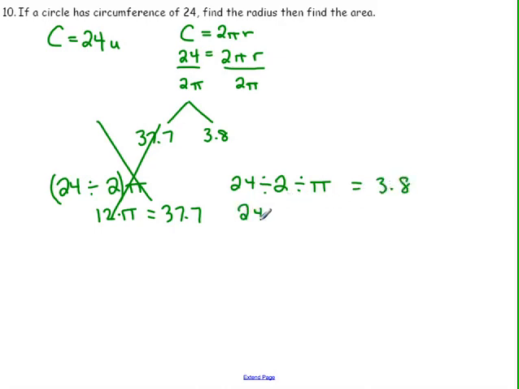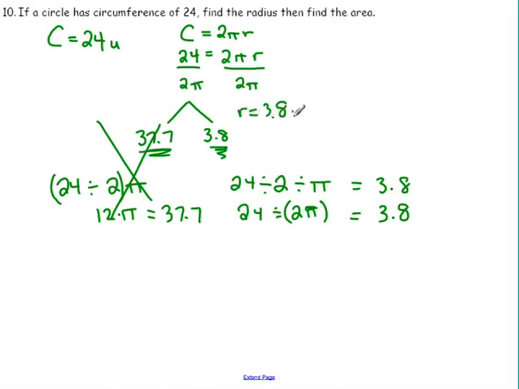Or I could take 24 and divide it by 2 times pi, and just make sure to put this in parentheses. This is a really tricky step that a lot of people miss, and it doesn't come up all that often, but when this does happen, these answers are vastly different. And it doesn't only affect this part of the problem. Your radius here is 3.8.